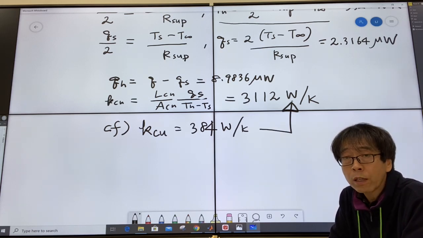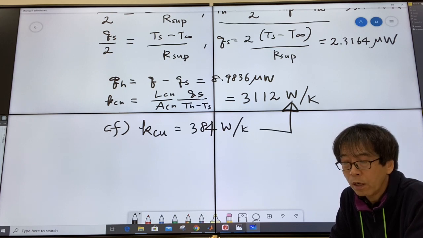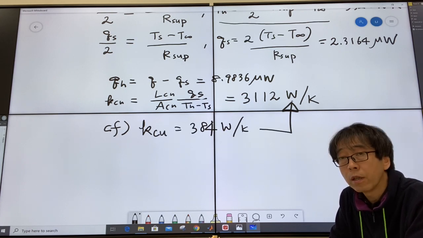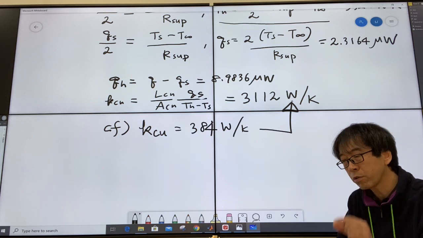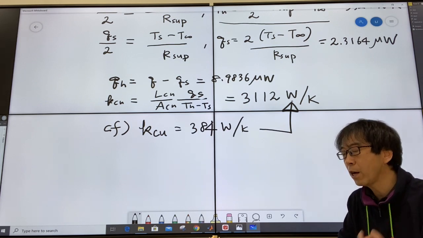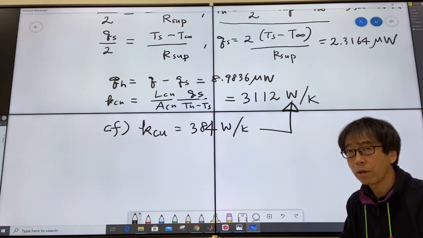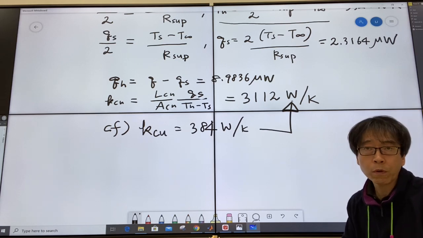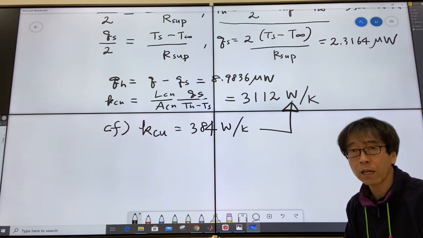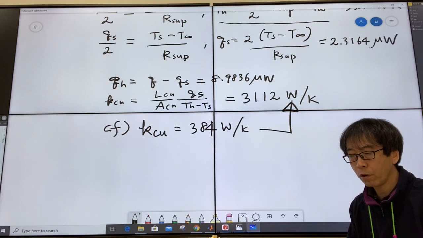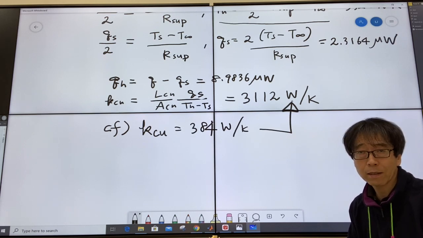Why? We'll take a look at later on. There's an atomistic, nanoscale explanation that accounts for this unusual thermal conductivity. Is it useful? Very useful. People use this kind of material for highly conducting materials actually.